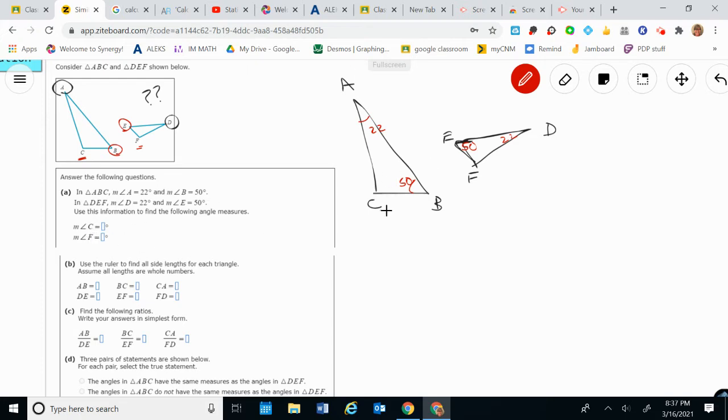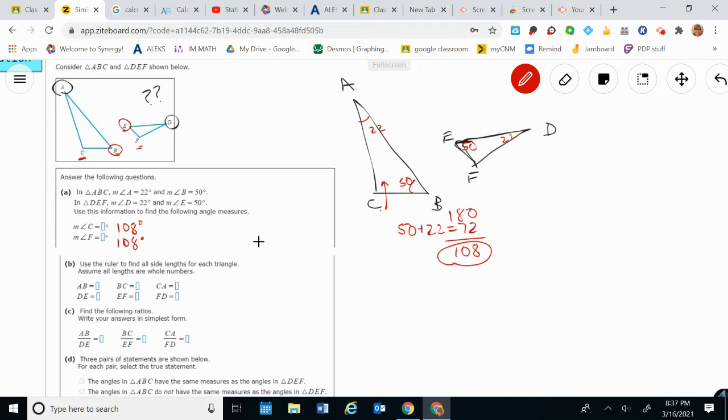What is angle C? Okay, that's where the 180 thing comes into play. So look, 50 plus 22 is 72, and we subtract that from 180, and we will get 108. So that means C is 108, which means F is also 108 because it has the same two measures. Use the ruler to find the side lengths for each triangle. Assume all lengths are whole numbers.